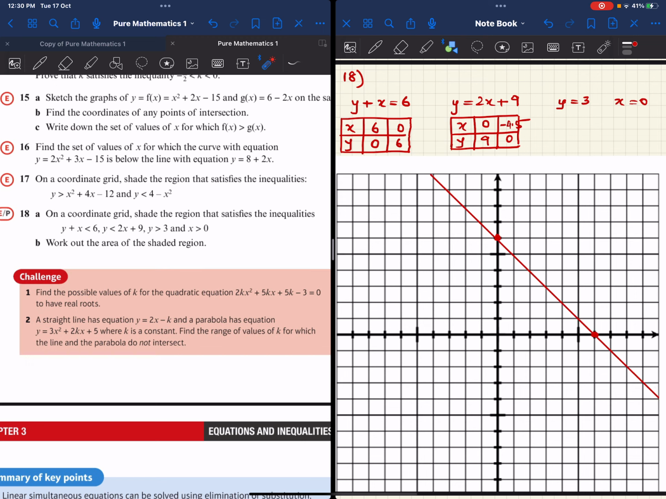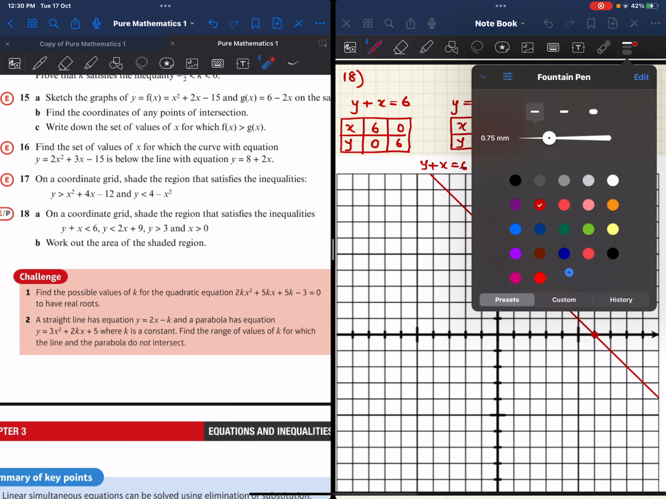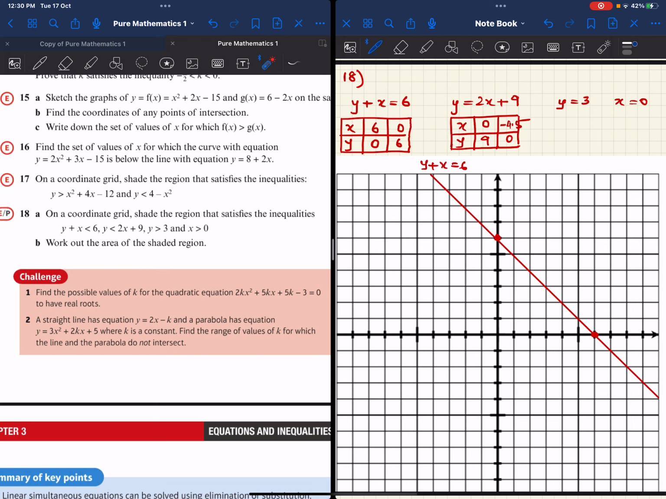All right. So that's my line, which is y plus x is equal to 6. Once again, since it is just less than 6, it's going to be a dotted line. So we'll just make it dotted by using another color that shows the dots. So let's use dark blue. It's not a solid line.